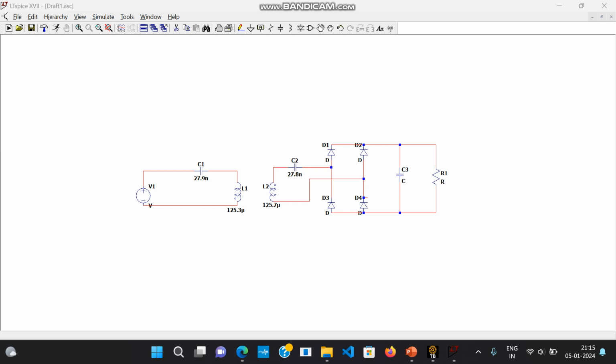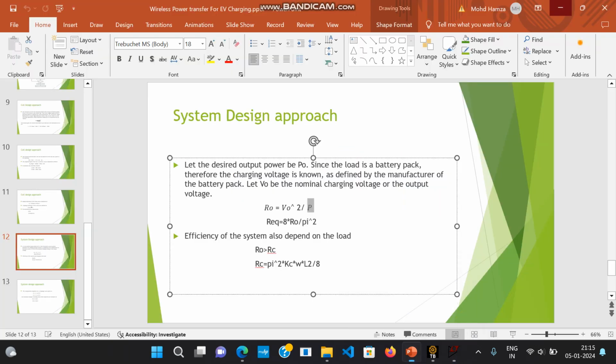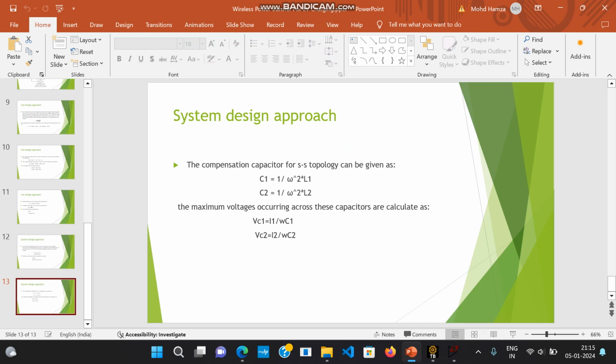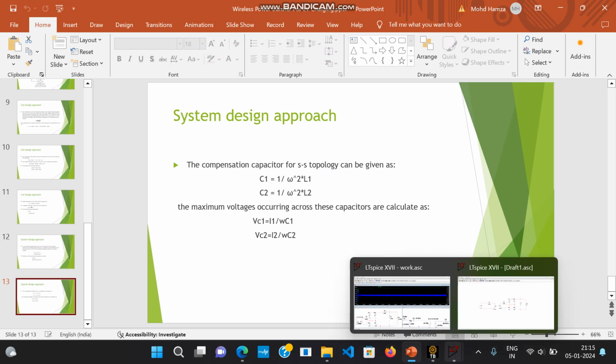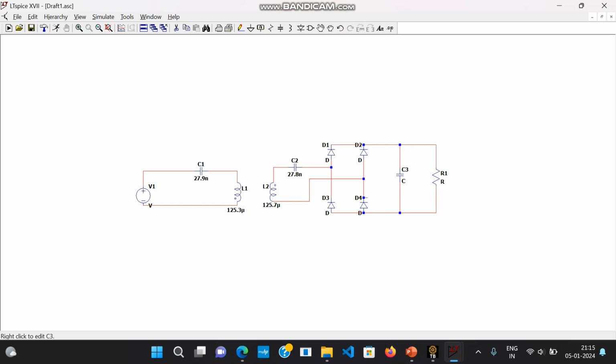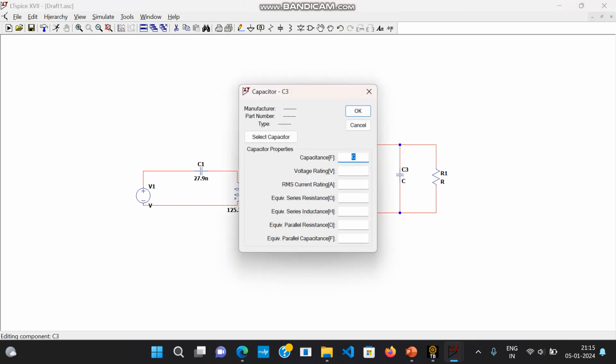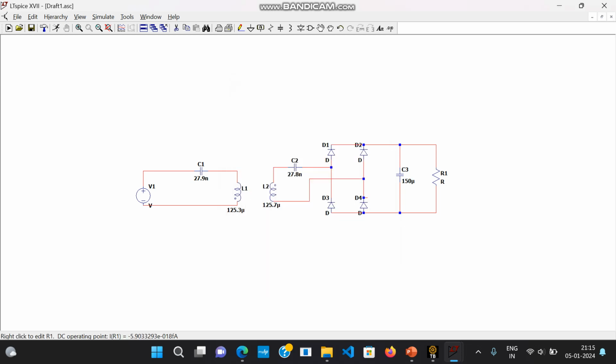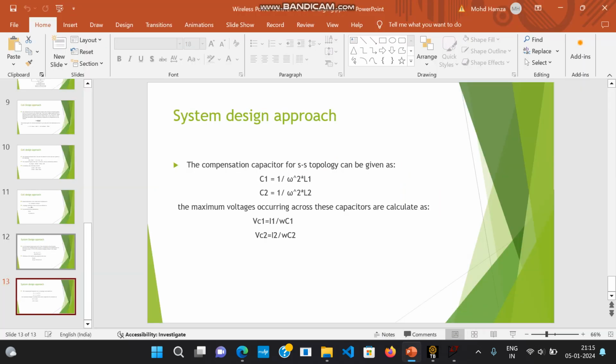So this is what we have done till now. We have specified the compensation capacitor value using these two formulas. Now let's keep this filtering capacitor value as 150 microfarad. And then what about this? Load should be calculated using this formula.